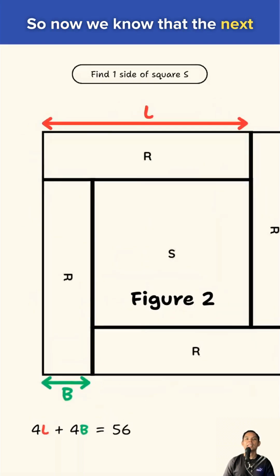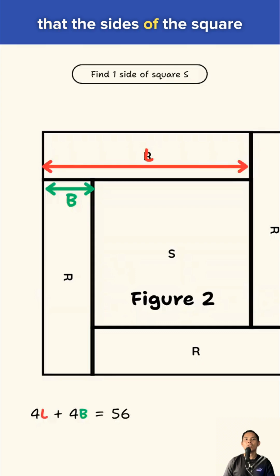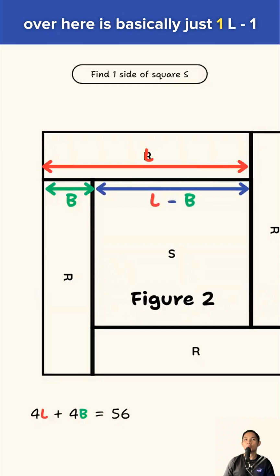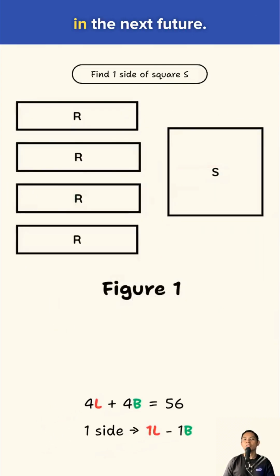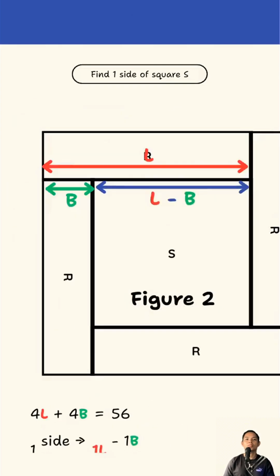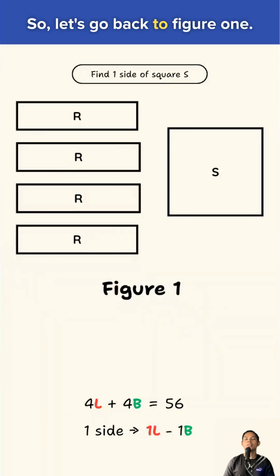So now we know that. The next thing is, if you look closely at figure 2, you see that the side of the square over here is basically just 1L minus 1B. And this will give us the equation to figure out the side of square S. So let's go back to figure 1.